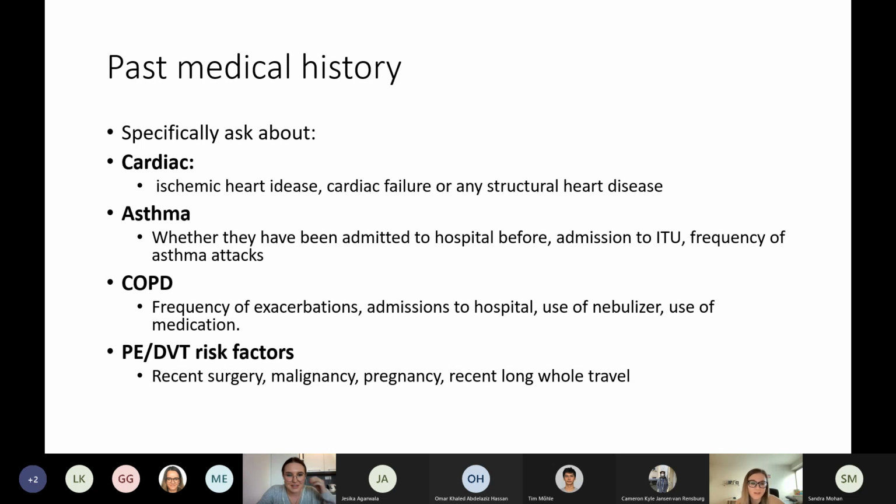Like I was saying, we specifically have to ask about past medical history, right? So any past cardiac problems, any ischemic heart disease, heart failure, or any structural heart disease. With asthma, if you know that the patient has asthma, ask whether they have been admitted to hospital before with their asthma, if they've been admitted to ITU, ICU, sorry. And the frequency of asthma attacks.